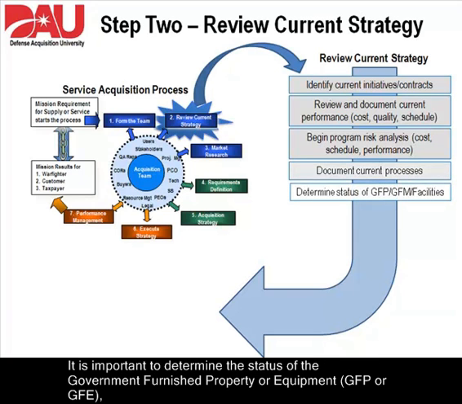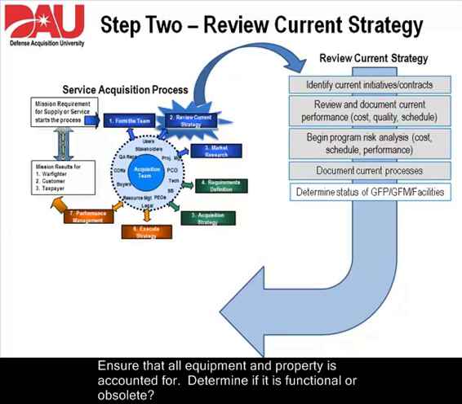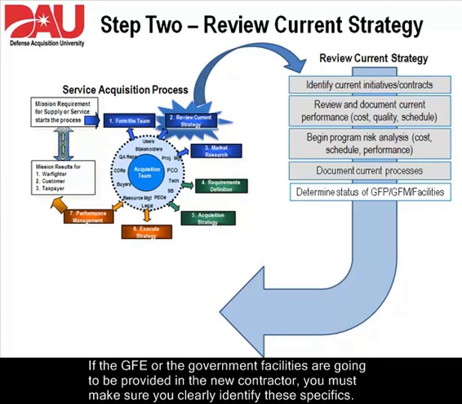It is important to determine the status of the government-furnished property or equipment, GFP or GFE, and facilities that the current contractor is using. Ensure that all equipment and property is accounted for. Determine if it is functional or obsolete. Does the new effort still require this property or equipment? If the GFE or the government facilities are going to be provided to the new contractor, you must make sure you clearly identify these specifics.